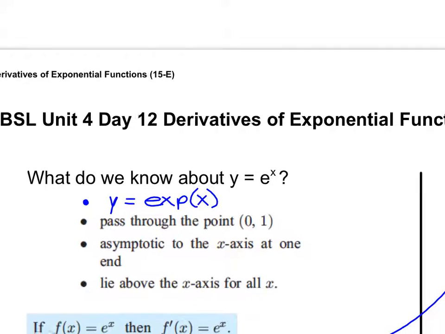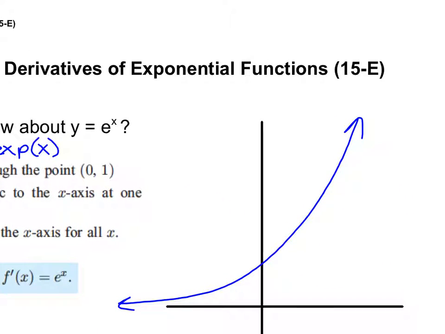We know that the graph always passes through the point (0, 1), because e to the 0 power is 1. We also know that there is a horizontal asymptote right here on the x-axis. So when will an exponential function equal 0? Never. We have an asymptote at 0.